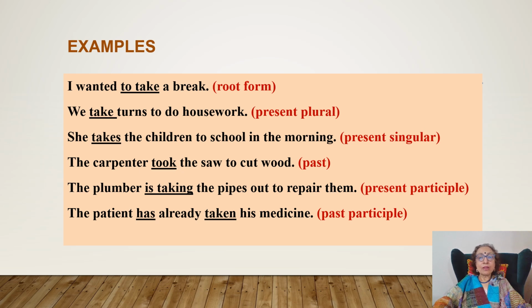The plumber is taking the pipes out to repair them. Carpenter, plumber, all this we learned in the easy English learning professions list. Then you have taking, present participle. The patient has already taken his medicine, past participle, taken. So these need helping verbs. Is is a helping verb, has is a helping verb. I'm going to tell you this in another video, or a series of videos, on the tense time divisions.